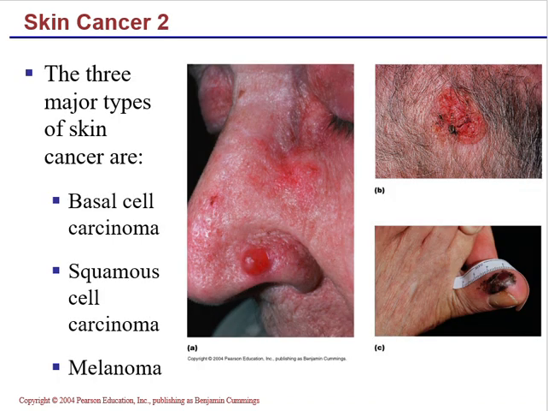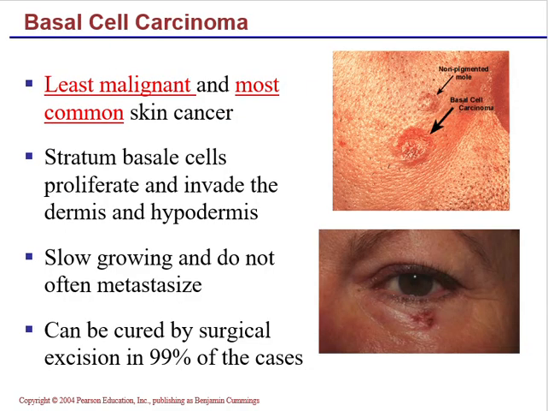There are three types of skin cancer we're going to look at: basal cell carcinoma, squamous cell carcinoma, and melanoma. Let's start with basal cell carcinoma. It's the least malignant, most common type of skin cancer. It is skin cancer of stratum basal cells.